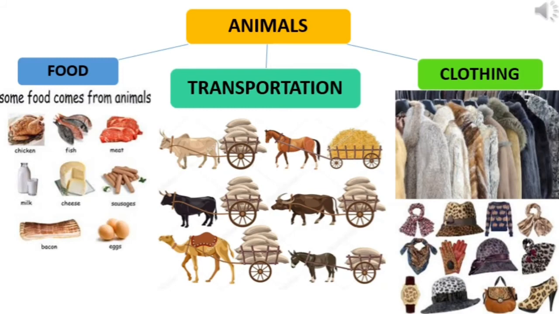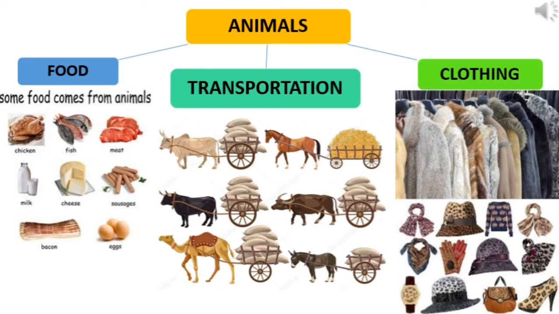Animals contribute many things for our use, such as food, clothing, and transportation. What are the animal products used as food? Good. Milk, egg, honey, meat, etc. Then what are the animal products used as clothing? Good. Wool and silk. Name some animals which are used in transportation. Ox, donkey, horse, camel, elephant, etc.